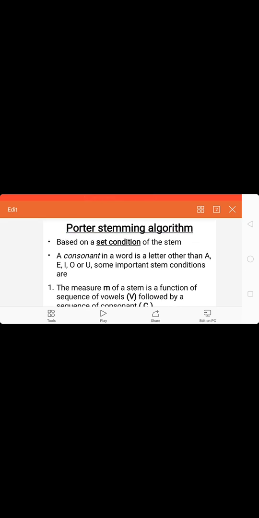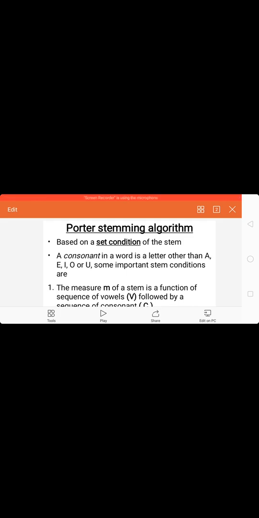Hello students, next we are having in an information retrieval system the Porter stemming algorithm. The Porter stemming algorithm is based upon a set of conditions of the stem, suffix and prefix and associated actions given the conditions. Stemming means we are removing suffixes and prefixes and making a stem word, and we are going to search that one. For this we are using an algorithm called the Porter stem algorithm.